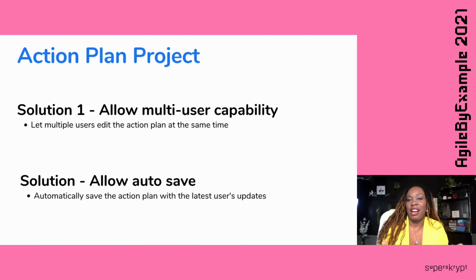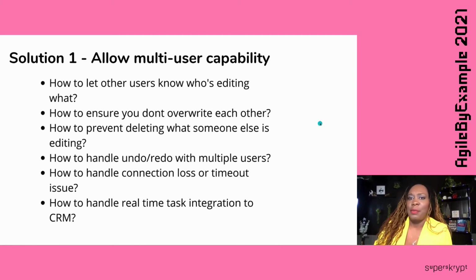It seems very generic now because we all use auto-save software, but it was not something that we had in our tool and was causing lots of problems with our users. So when we did our brainstorming session, we talked about this. We sat together, we talked about it. We came up with some questions that we needed to answer, which was how to let users know who's editing at the time, right? How to ensure you don't override each other when you're in the action plan. How to prevent deleting someone else who is editing.